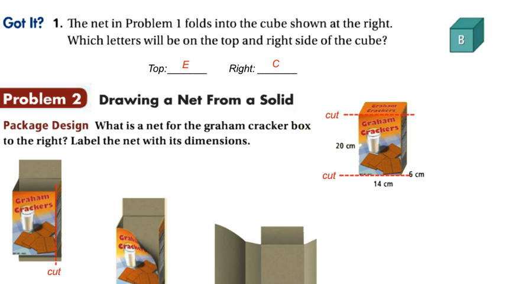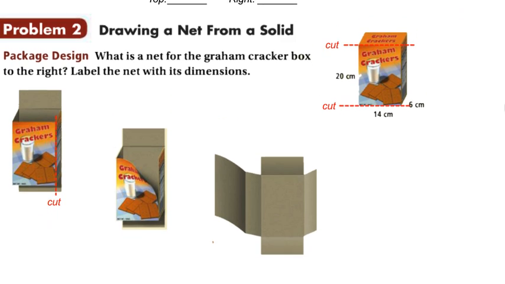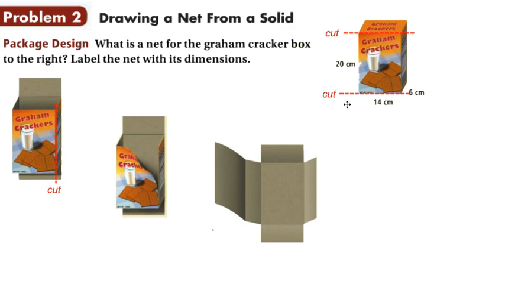All right, how do we draw a net from a three-dimensional object? Well, here we have a graham cracker box, and they want us to draw the net and label it with its dimensions. So what you're really doing is you're basically imagining that you cut open the graham cracker box in about 3 spots. So in the first picture, what they've done is they've cut the graham cracker box right here along this red line, and they folded that flap up, and then they cut it along the bottom as well, and they folded that flap down, and you can see that down on the bottom.